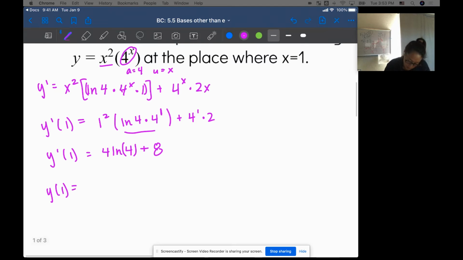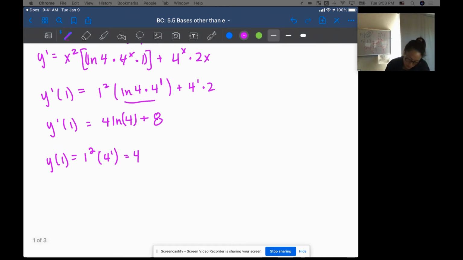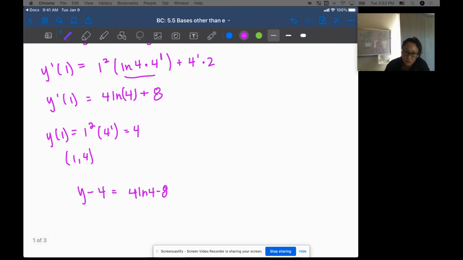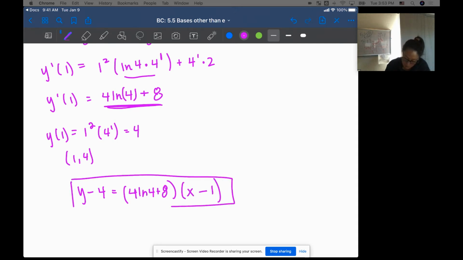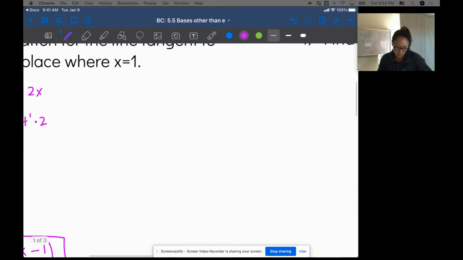So y of 1 is equal to 1 squared times 4 to the 1, which is 4. So I go through the point (1, 4). So y minus 4 is equal to the slope, 4 ln 4 plus 8, from up here, times x minus 1, in point slope form. That's it. Let's do number 4.